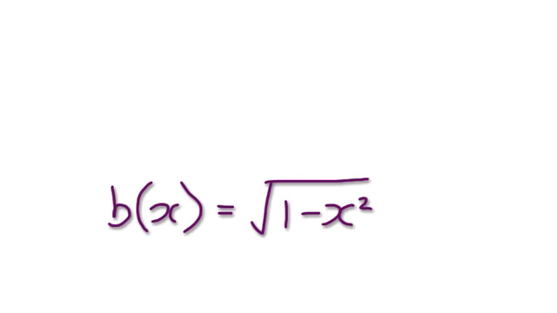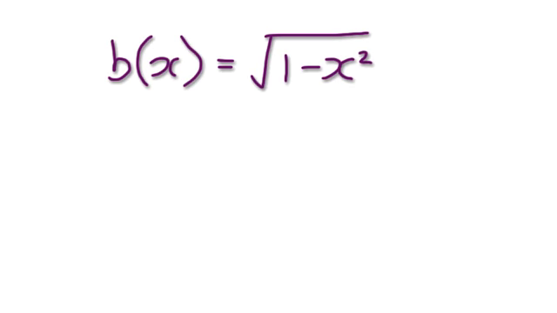Okay, let's give you guys some more practice. So given this function b of x equals root 1 minus x squared, write down the domain for this function.